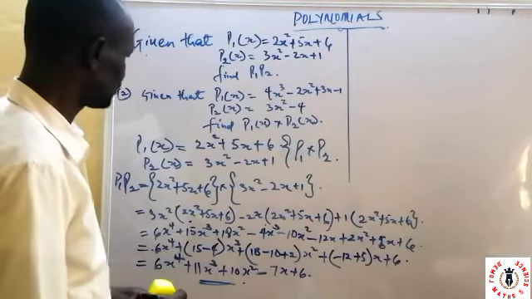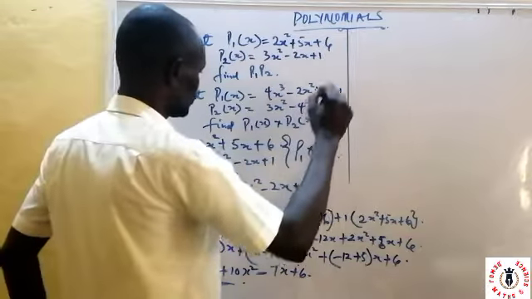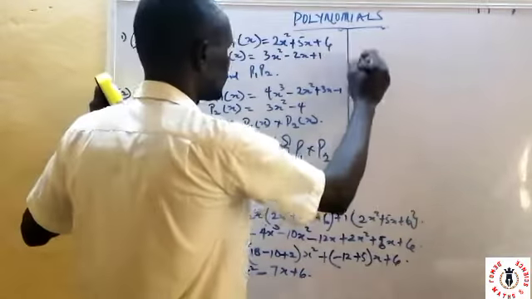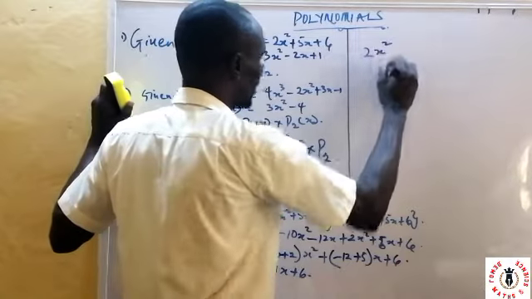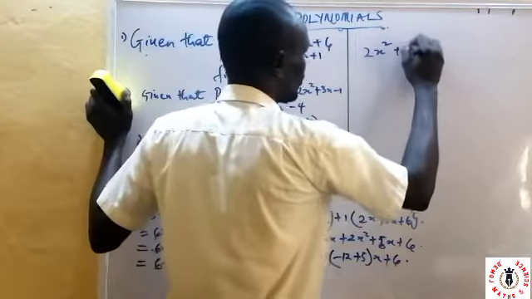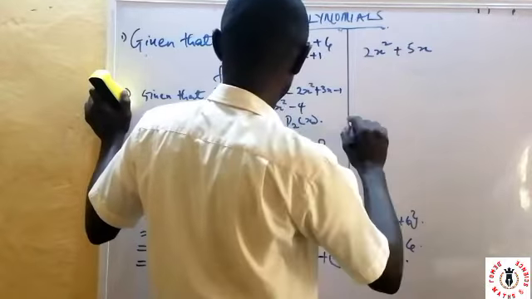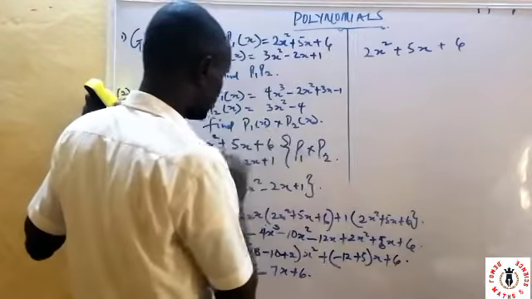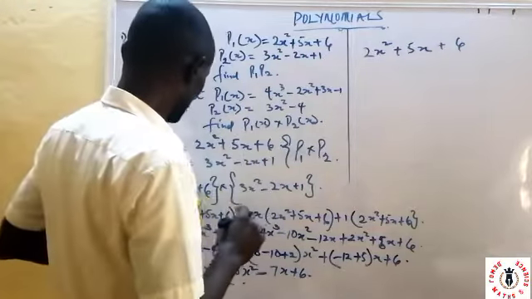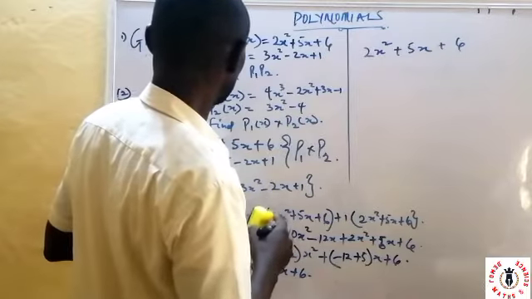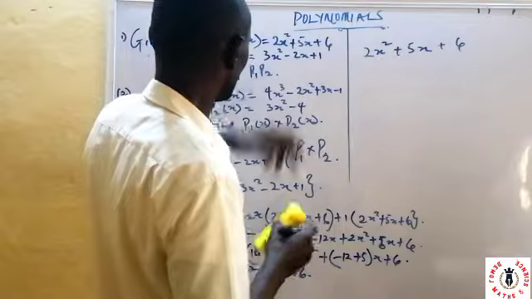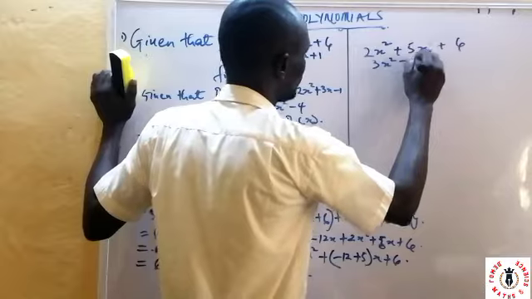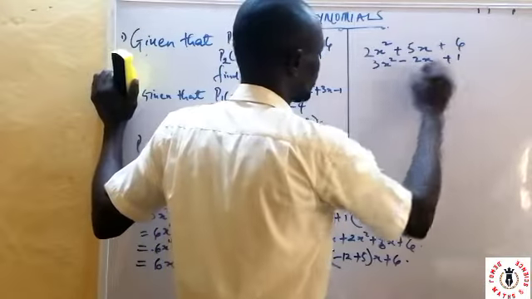If I'm multiplying p1, which is 2x squared plus 5x plus 6, and my p2 is 3x squared minus 2x plus 1.